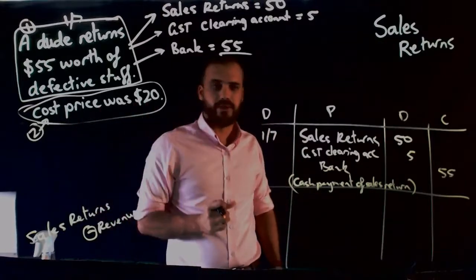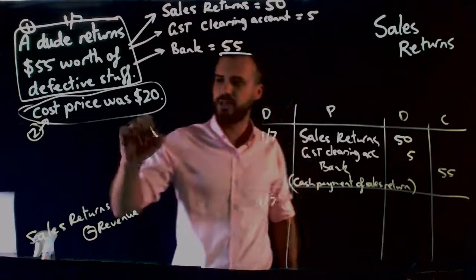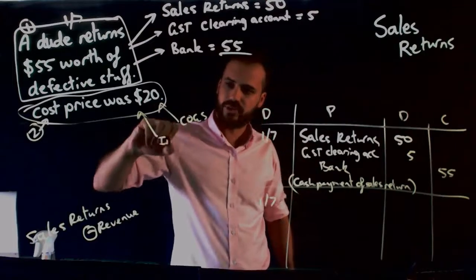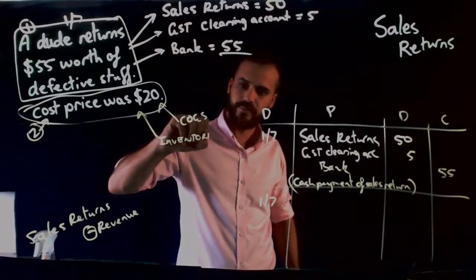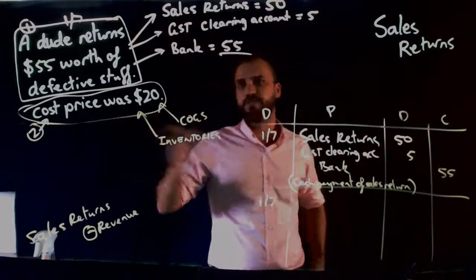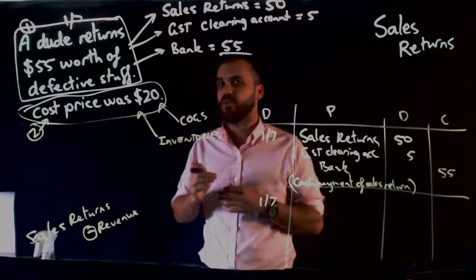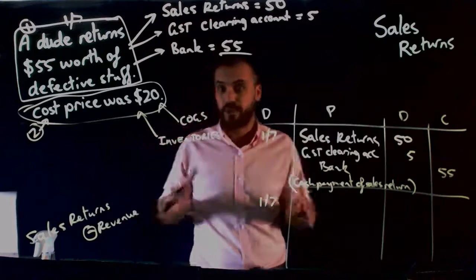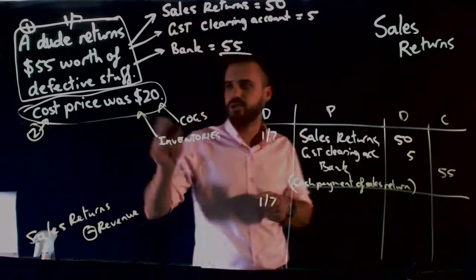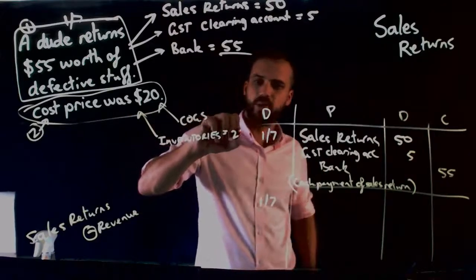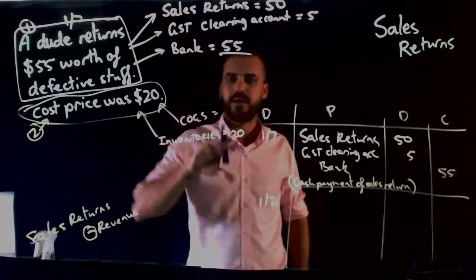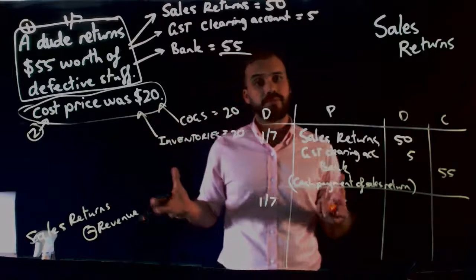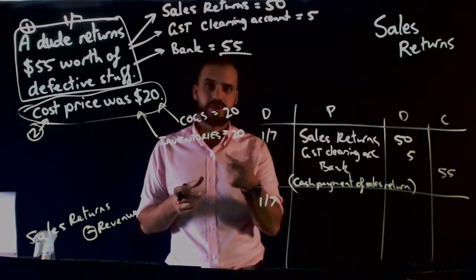The cost price was $20. So on the 1st of the 7th, two accounts were changed here: cost of goods sold, and the inventories. Now, for the purposes of our accounting, whether these inventories were defective or not, when they come back, they're still inventories to us. They might be broken inventories, but they're still inventories. So we're still going to assume that our inventories are going up by $20. And that means that our cost of goods sold has gone down by $20 because we've sort of unsold them. We've unsold them. So the cost of goods sold has flipped.